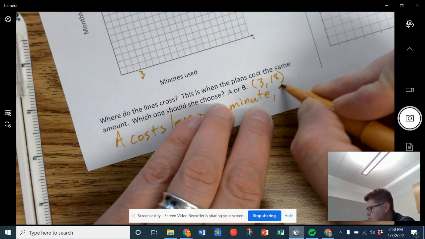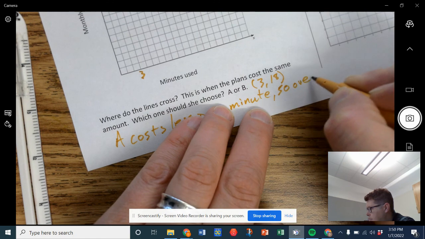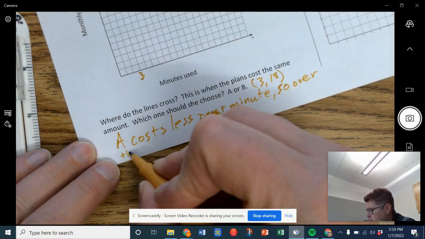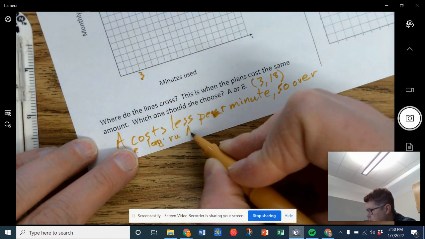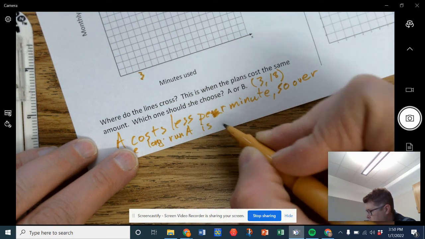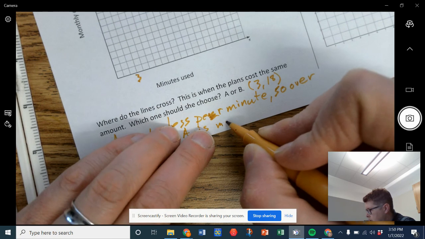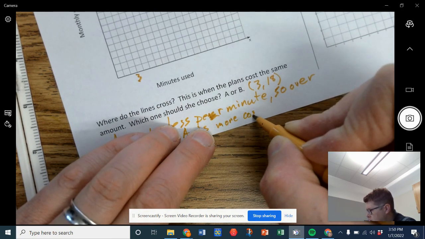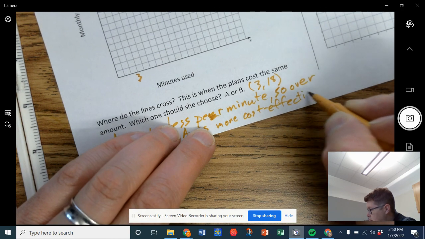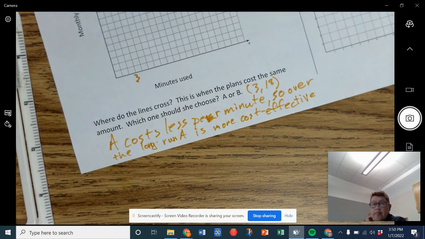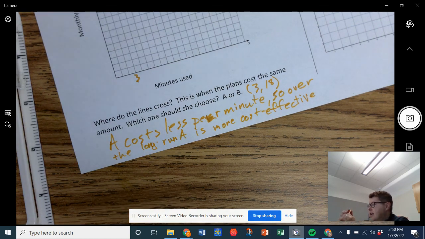Well, I guess that doesn't really make that much sense. So over the long run, A is more cost effective. Sheesh, this is so long. Word problems are the worst, huh? Okay, A costs less per minute. So over the long run, A is more cost effective.